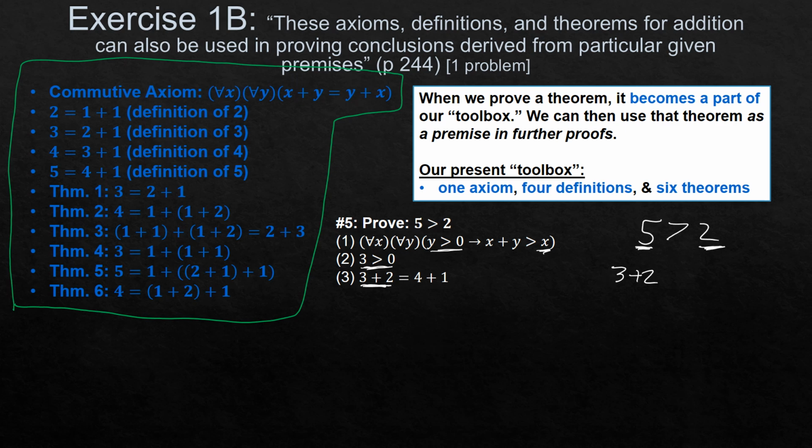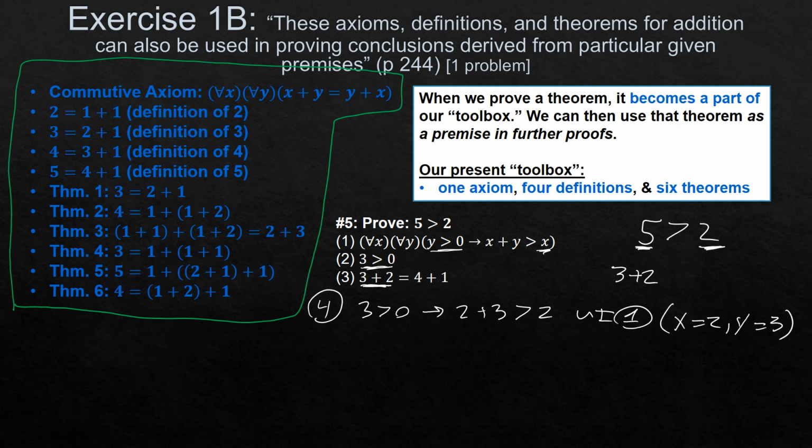So for line 4, we can get, if 3 is greater than 0, then 2 plus 3 is greater than 2 by the universal instantiation of line 1, with x being 2 and y being 3. Moreover, according to line 2, 3 is in fact greater than 0. Thus we can do a modus ponens inference. Thus for line 5 we can get 2 plus 3 is greater than 2 by modus ponens with lines 2 and 4.